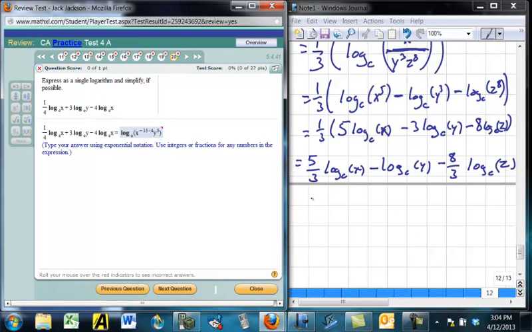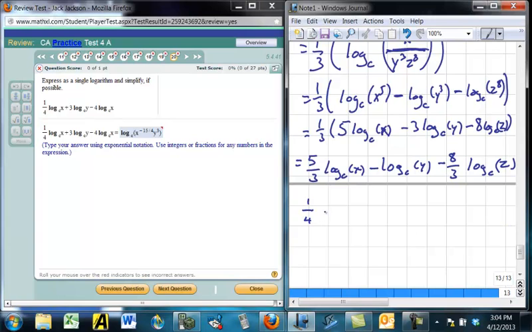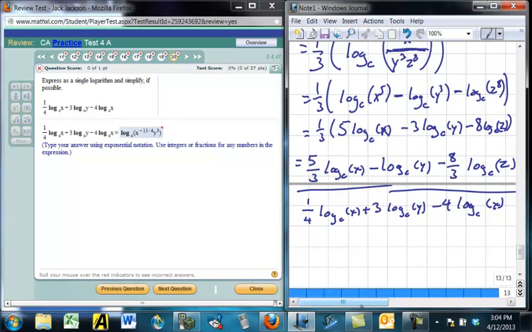Okay, exactly opposite problem here. 1/4 log base c of x plus 3 log base c of y minus 4 log base c of x. So we have exactly the opposite problem. We're going to try to combine this to a single logarithm. First of all, the logs have to have the same base, which we do, so there's some hope we can get this done. But the coefficients have to be 1 or negative 1 to put them together. So the first thing I'm going to do is I'm going to bring this inside the logarithm, but when it comes inside, it becomes an exponent.